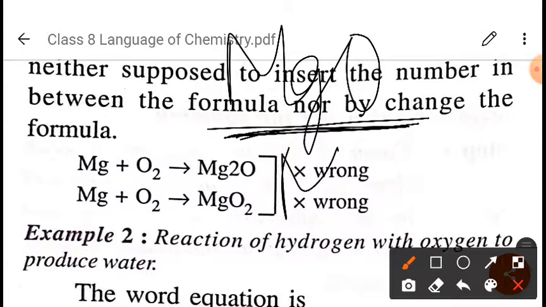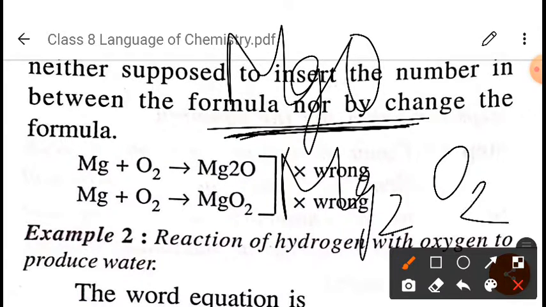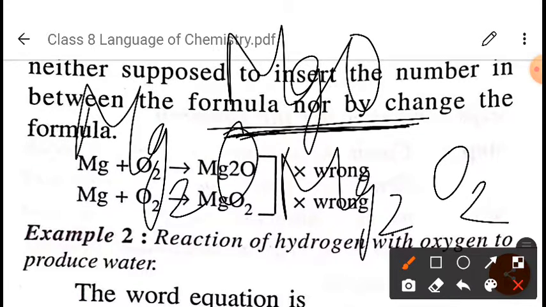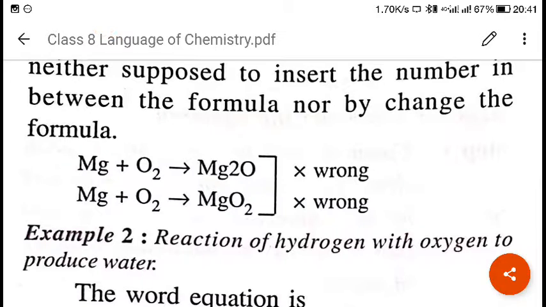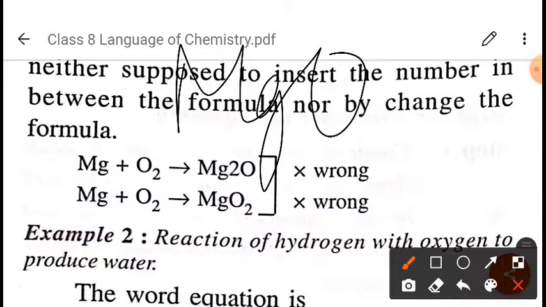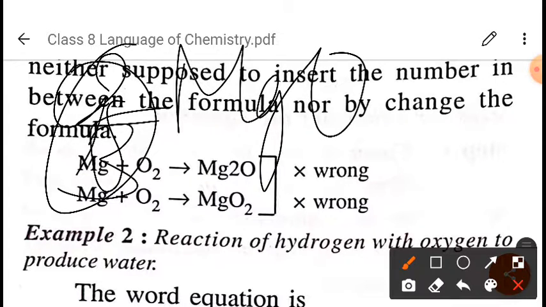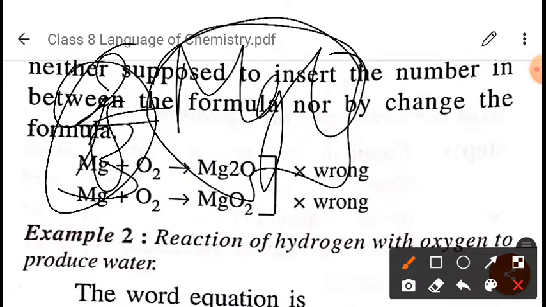You cannot write Mg2O2, or Mg2O. In this way you cannot write. It should be MgO only. We cannot change the formula. You can just add here 2, 3, 4, 5, whatever it needs to balance, but the formula will not change, it will remain the same as it is, right?